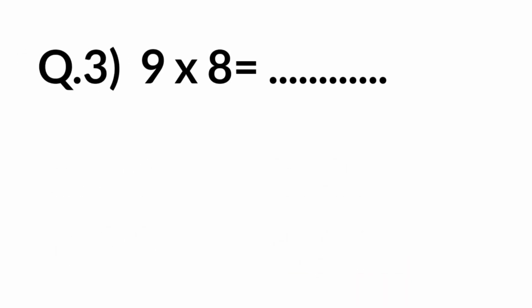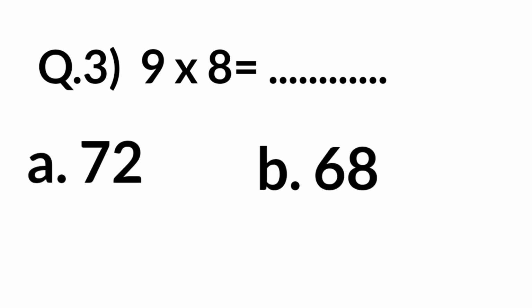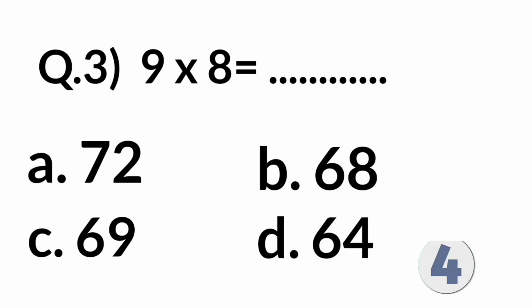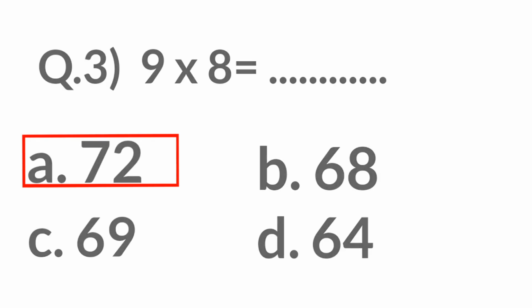Question number 3. 9 multiplied by 8 is equal to option A 72, option B 68, option C 69, option D is 64. The correct answer is option A 72.